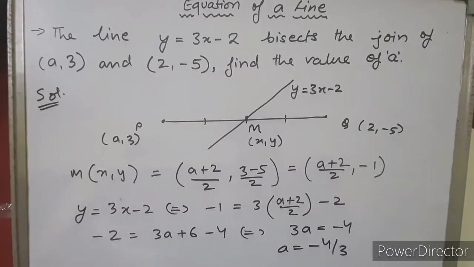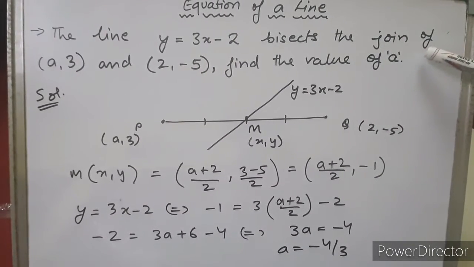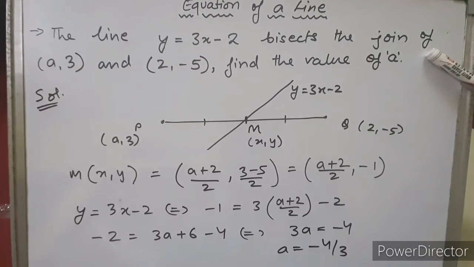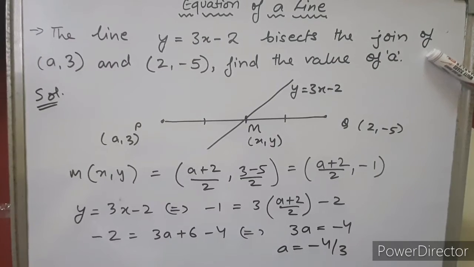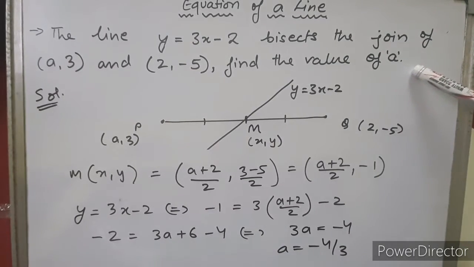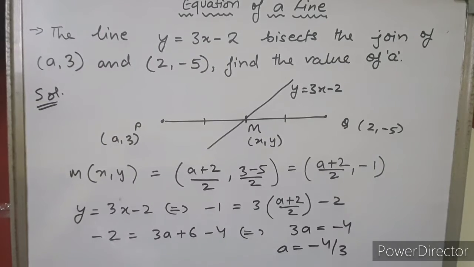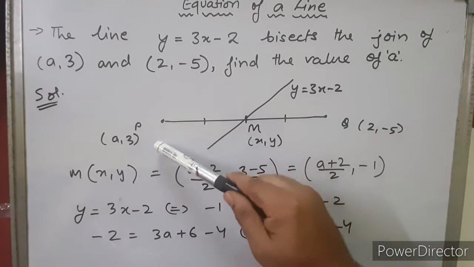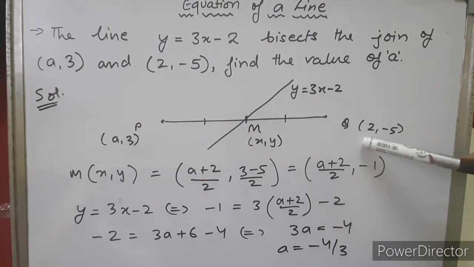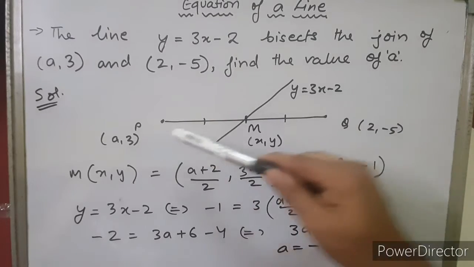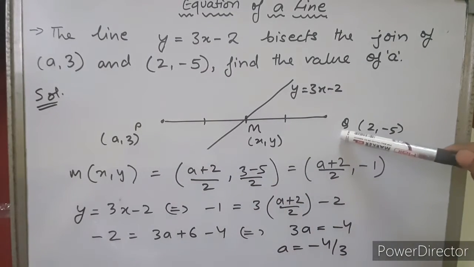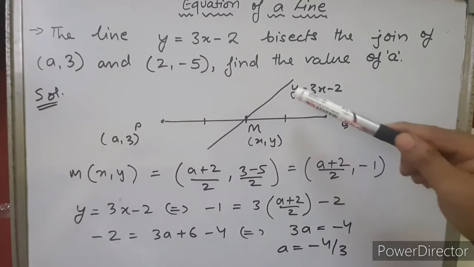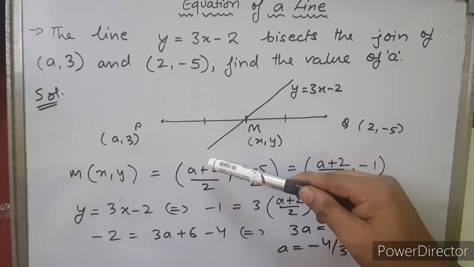Okay children, let's see another sum. In this sum, it is given that the line y equals 3x minus 2 bisects the join of (a, 3) and (2, minus 5). Then we have to find the value of a. Let the points be P (a, 3) and Q (2, minus 5). So the join of P and Q is line PQ. Now this line y equals 3x minus 2 is bisecting the line PQ.